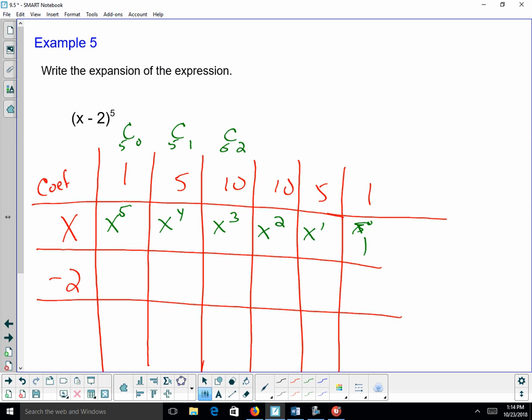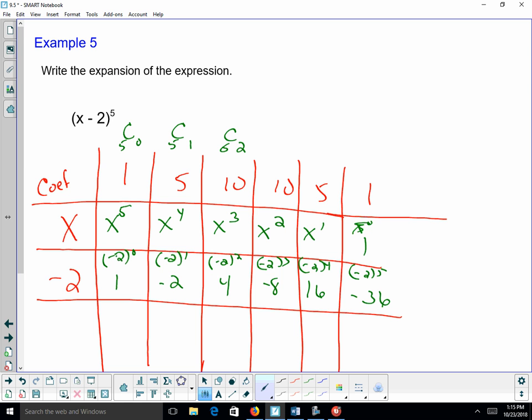Then the second term does the exact opposite. I'm going to start with -2 raised to 0 power, which is 1. Then -2 raised to the first power, which is -2. Whoopsie, I wrote it right where it said. Then take -2 squared, +4. -2 to the third, -8. -2 to the fourth, +16. -2 to the fifth, -32.